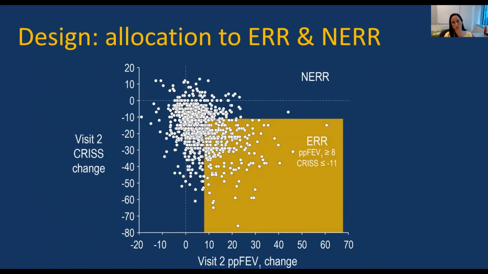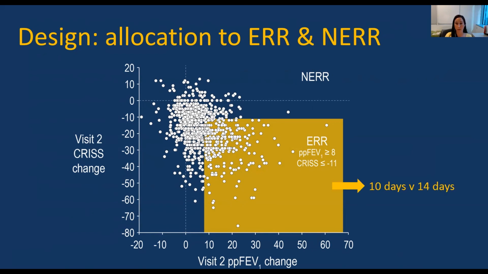So early robust responders were defined as those having at least an 8% predicted FEV1 improvement and a CRIS symptom reduction of 11 points or more at this visit 2, at the visit right where randomization was conducted. And that 11-point improvement in CRIS is the minimally clinically important difference for the instrument. Those allocated to the ERR group were then randomized to either 10 or 14 days total IV antibiotic duration.